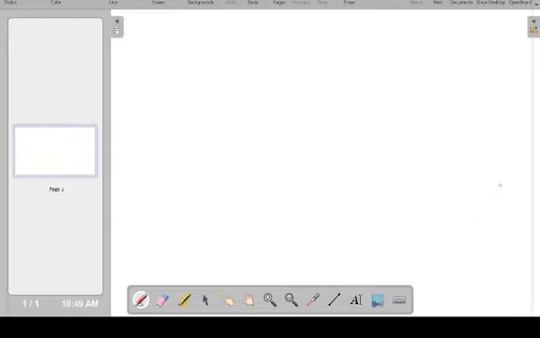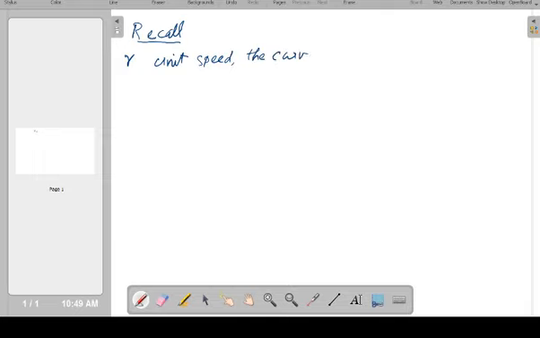Hello students, കഴിഞ്ഞ ക്ലാസ്സിൽ നമ്മൾ curvature define ചെയ്തു. So recall, if gamma is a unit speed curve, then curvature kappa was defined to be norm of gamma double dot.